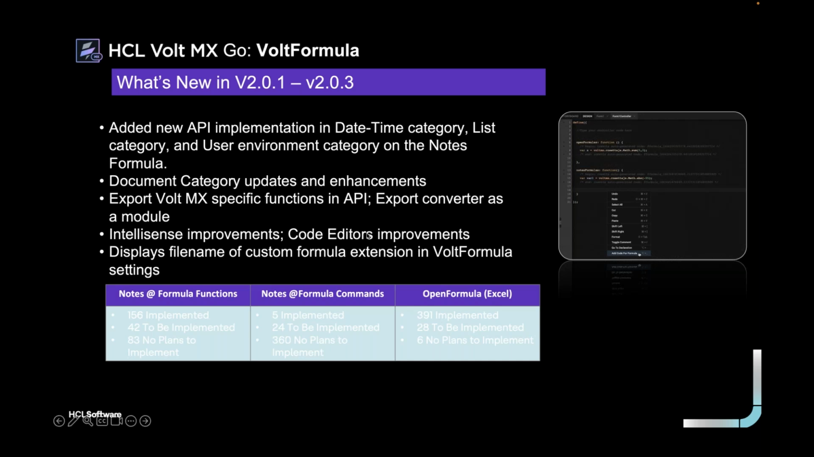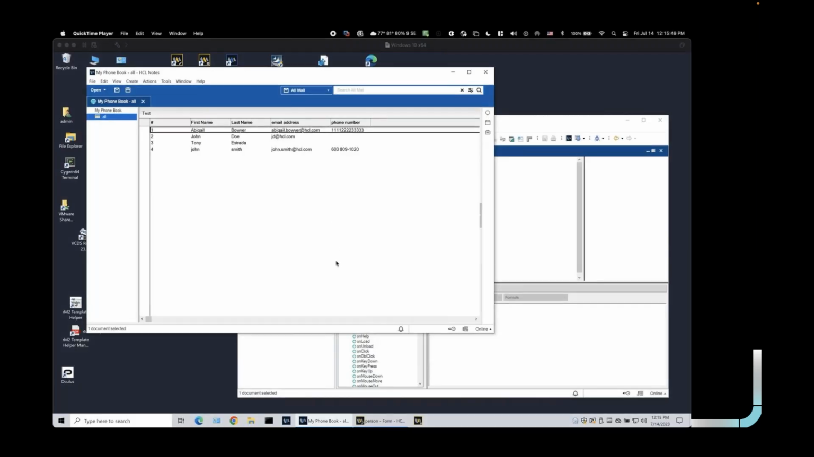To give a gist, since the original GA last August or something, we have added 156 more functions and several more, 300 plus almost 400 Open Formula functions and a lot more @ commands as well, right? So significant updates have happened here. Now with that, let me move to a demo to show this in action, right?